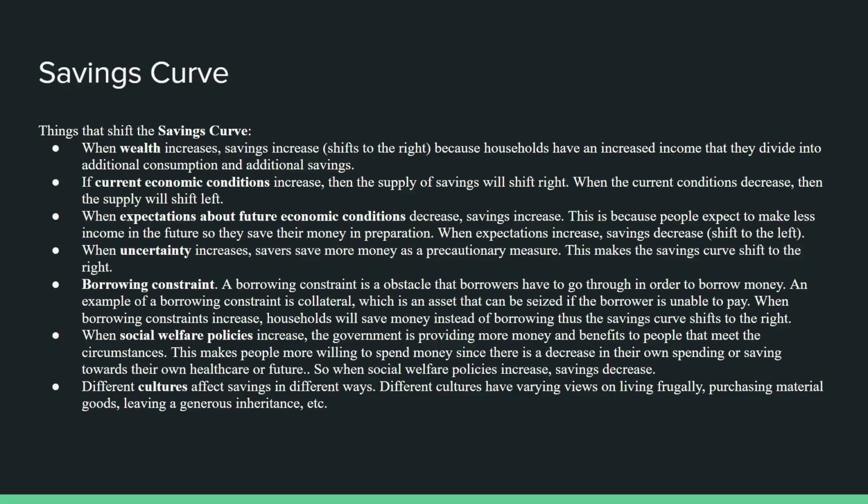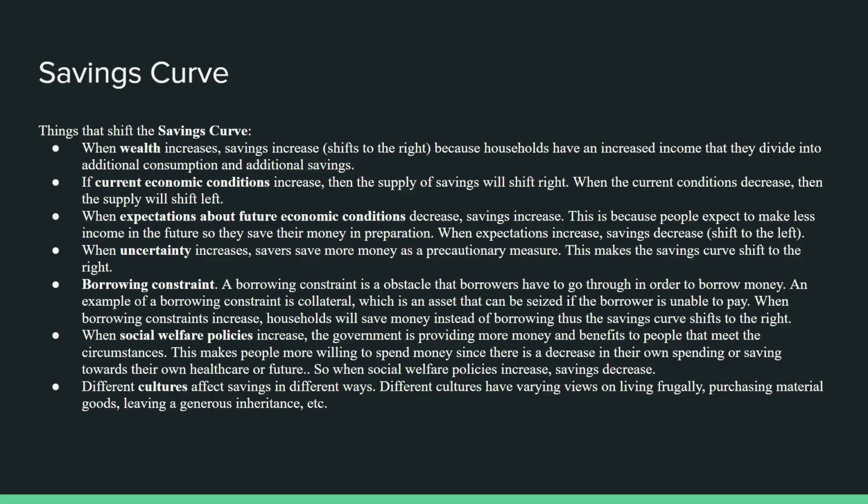This is because households have an increased income that they divide into additional consumption and additional savings. Next, we have current economic conditions. If current economic conditions increase, then the supply of savings will shift to the right. When the current conditions decrease, then the supply will shift left.